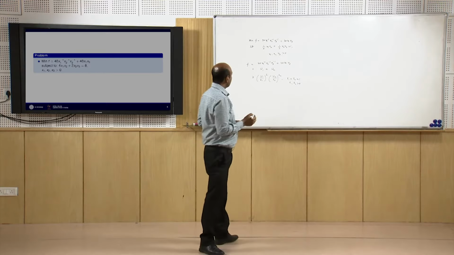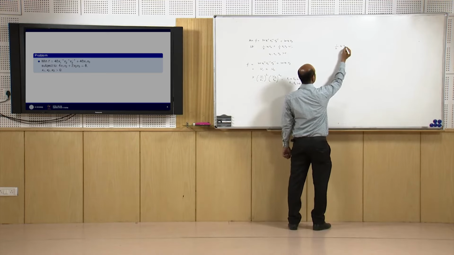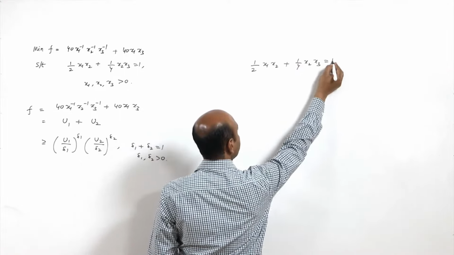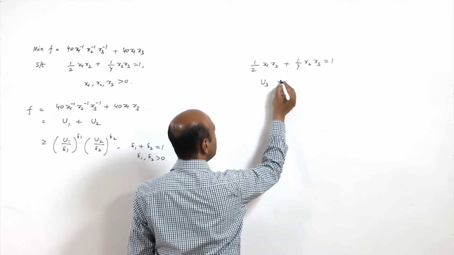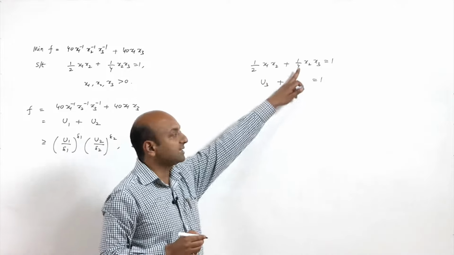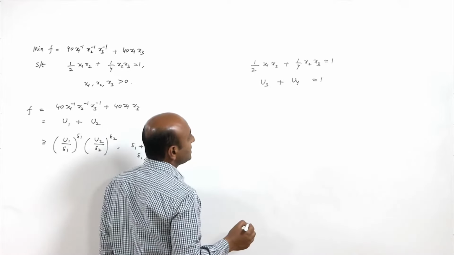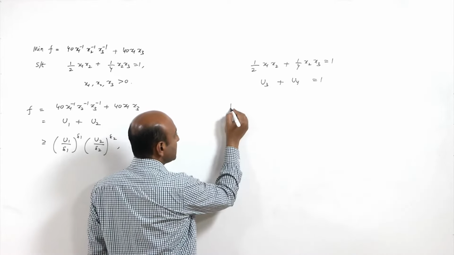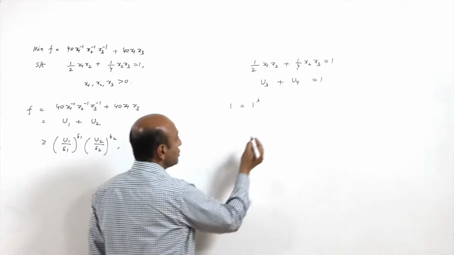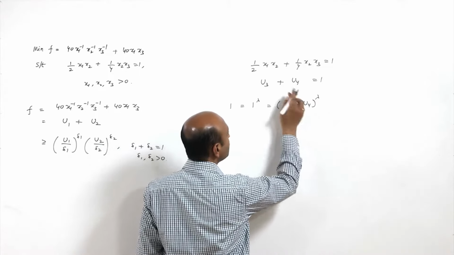Now, come to the constraint. What is the constraint we are having? It is 1 by 2 x1 x2 plus 1 by 4 x2 x3 is equal to 1. So, suppose the first term of the constraint is u3 and the second term is u4, so u3 plus u4 is equal to 1. Now, to deal with this equation, we discuss it like this: this 1 is always equal to 1 raised to power lambda for any lambda. So, this 1 can be replaced by (u3 plus u4) whole raised to power lambda, because u3 plus u4 is 1.